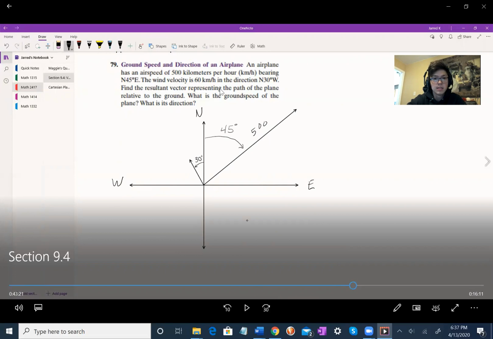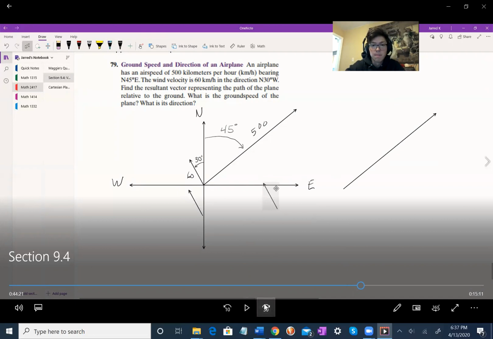And then here he did the wind velocity, or I guess, sorry, the wind vector. So we got north 30 degrees west. So from north went west 30 degrees. And then its magnitude was 60. So he hasn't written that yet. So let's check it out. There it is. So 60. All right. Let's keep going on a little bit.